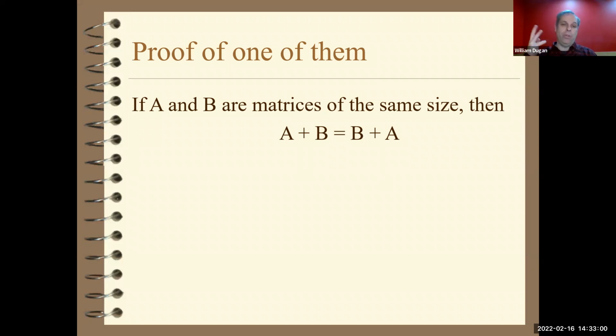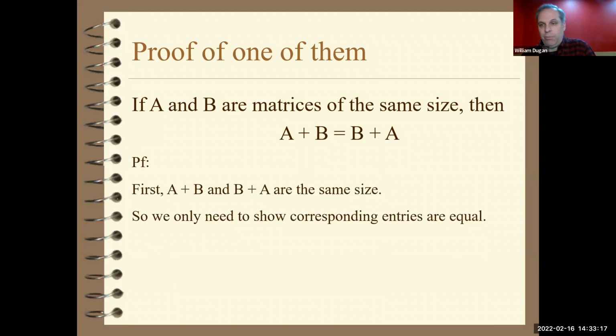So how do we do this? When you look at that equation, it's really saying two matrices are equal. So if you remember the definition, two matrices are equal if and only if they have the same size and corresponding entries are equal. So first off, notice that the two matrices have to be the same size because if A and B are the same size, then of course their addition in either order gives you the same size matrix. Now what I'll do is show that corresponding entries are equal.